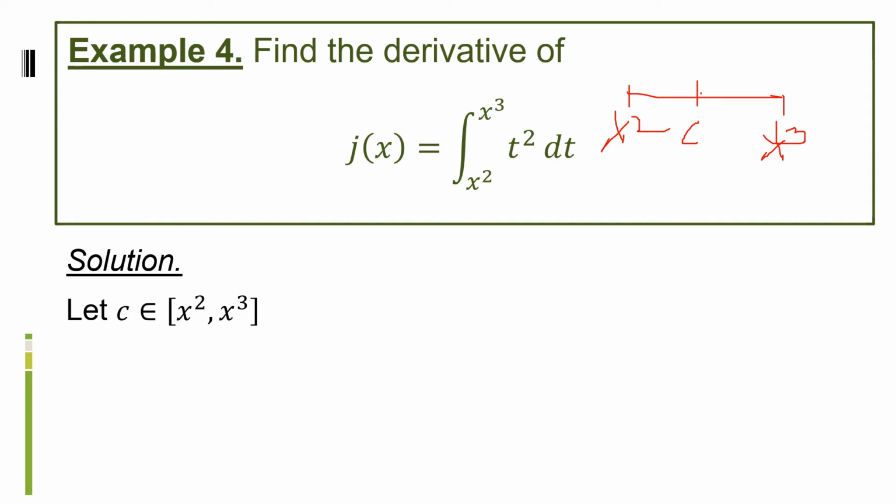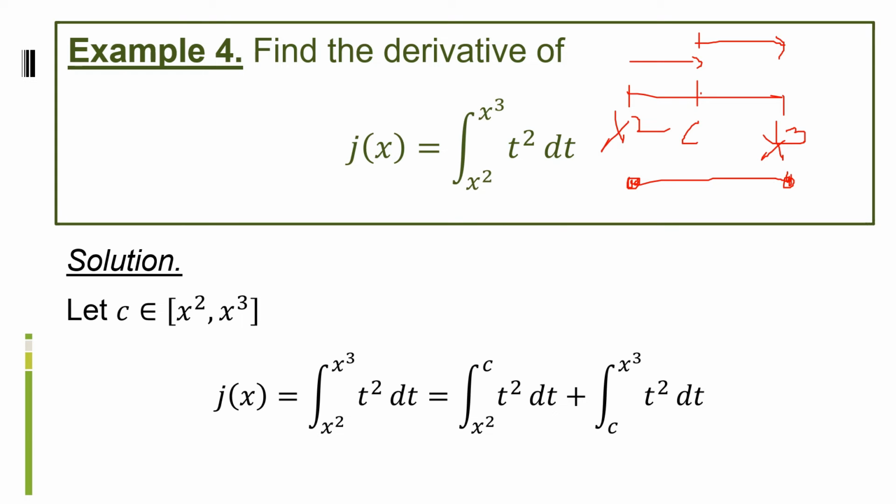Now we know that meron tayong property, di ba, na kapag kinukuha natin yung definite integral from here to here, pwede natin siyang paghiwalayin like ito plus itong part na to. So, we can rewrite now j of x is equal to the definite integral from x squared to x cubed of t squared dt, which is equal to, paghiwalayin natin using c, we have the definite integral from x squared to c of t squared dt plus the definite integral from c to x cubed of t squared dt.